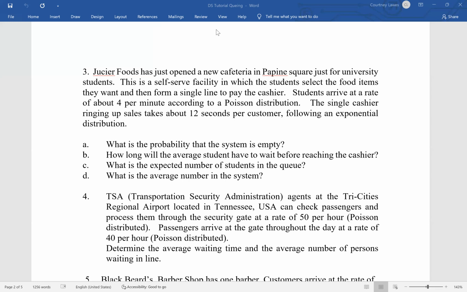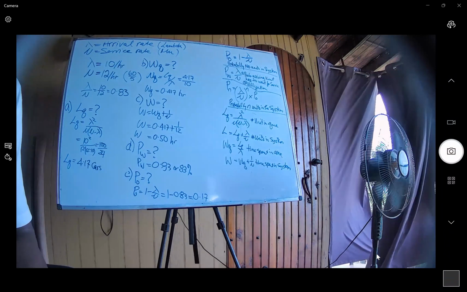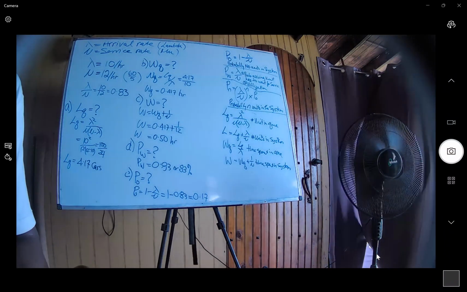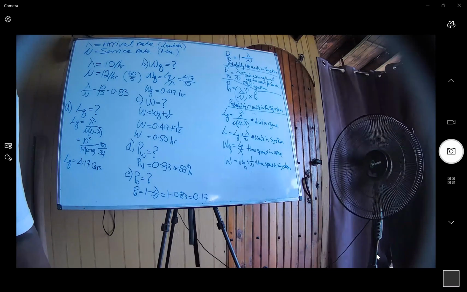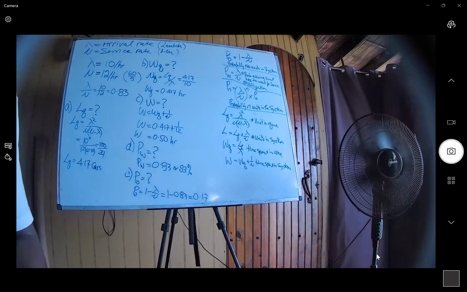Anybody finish? Anybody finish this entire problem yet? Yes, sir. You're done? So what did you get for your lambda over mu since you're finished? 0.8. Okay, that's correct.